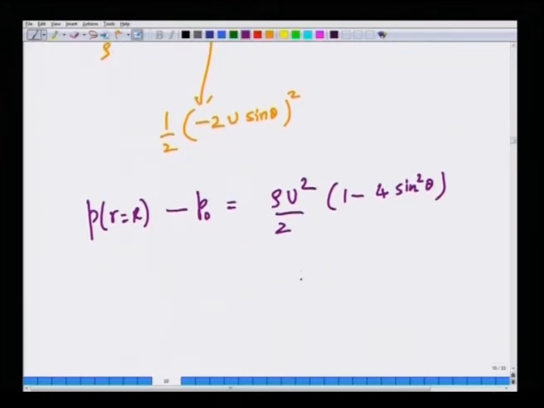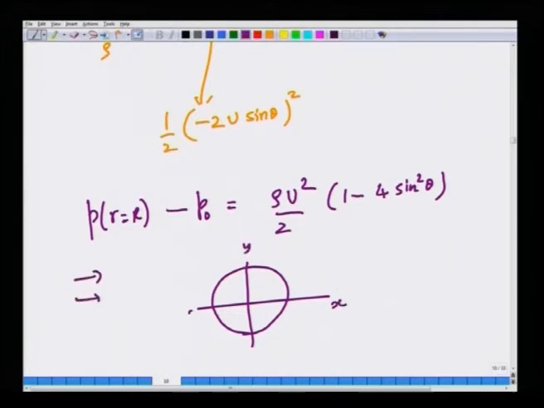Now, we look at this in the context of the coordinate system. You have x, y, and the flow is far away in the x direction. And now, if you look at various points, look at this expression when theta is equal to 0: sin theta is 0.